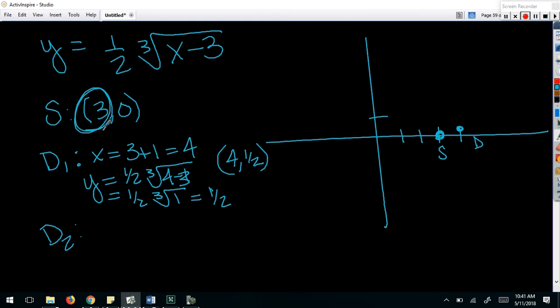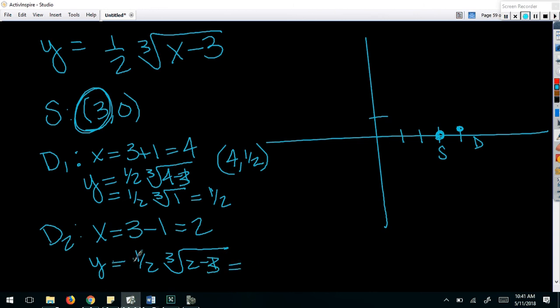Now direction 2. Instead of adding 1 to that 3, I'm going to take 1 away from that 3. That'd be 2. Whenever I plug it in, 2 minus 3 is -1. All I'm doing is plugging in here. So if I plug in a 2, 2 minus 3 is -1 under the radical. And then the third root of -1 is -1.